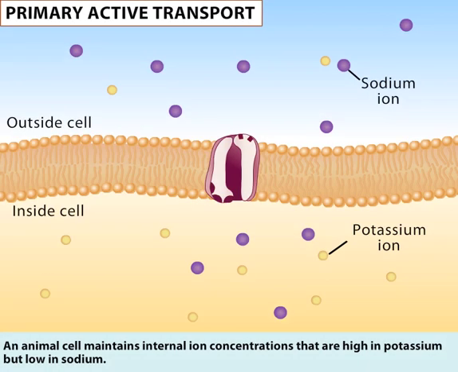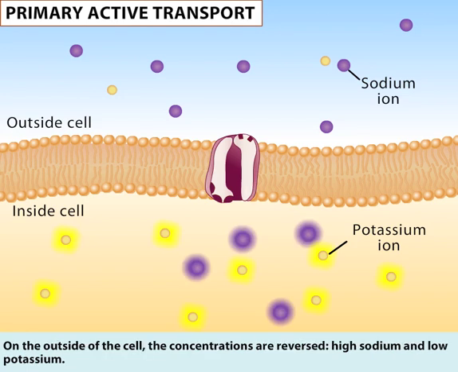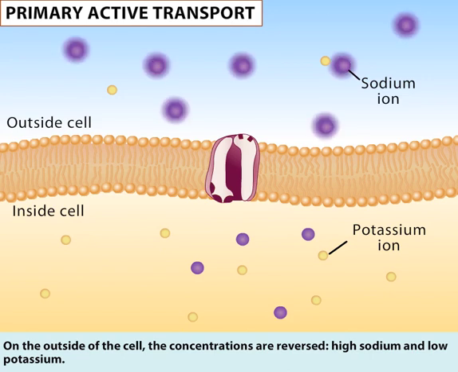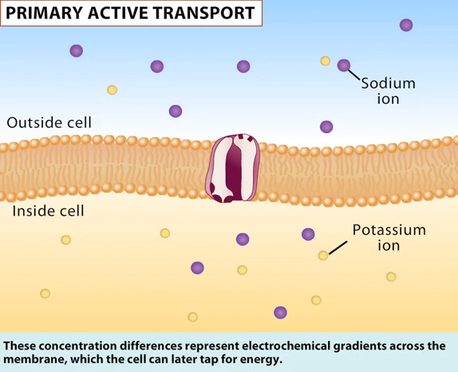An animal cell maintains internal ion concentrations that are high in potassium but low in sodium. On the outside of the cell, the concentrations are reversed, high sodium and low potassium. These concentration differences represent electrochemical gradients across the membrane, which the cell can later tap for energy.